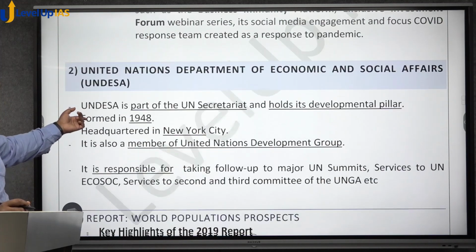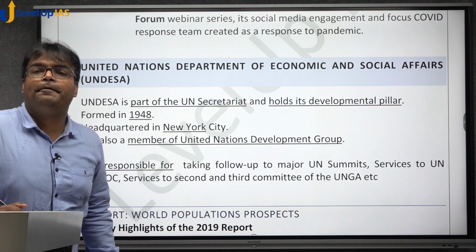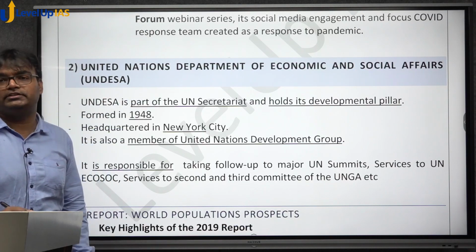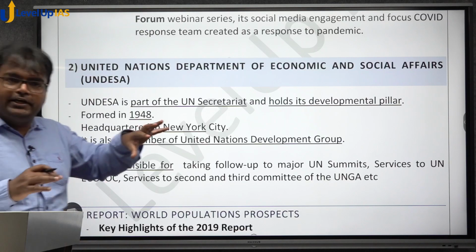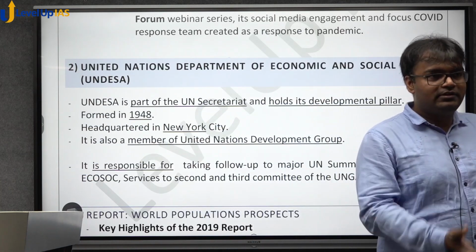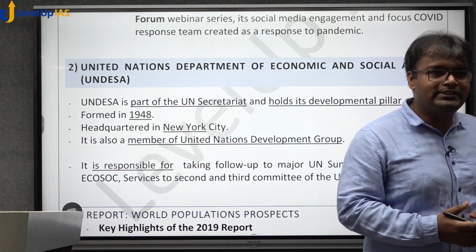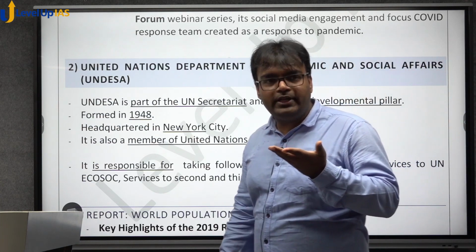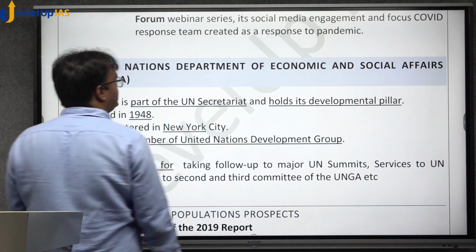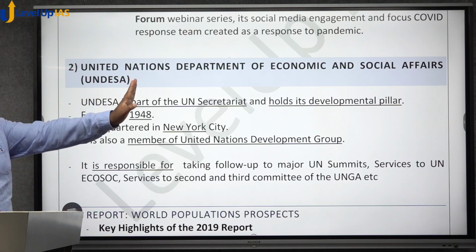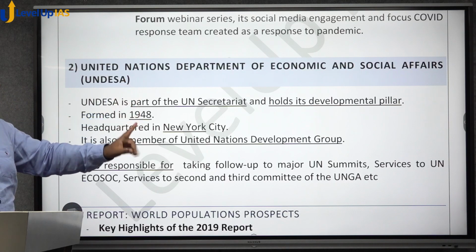Now, let's look at another department of the Secretariat, UNDESA, United Nations Department of Economic and Social Affairs. We are talking about a department inside the Secretariat here. We had said that the Secretariat is organized on departmental lines. One of the principal organs of UN is organized on the departmental lines. So one of the departments is the United Nations Department of Economic and Social Affairs. Now, what is its responsibility? Issues related to economic and social affairs which UN is dealing with would be coming here.